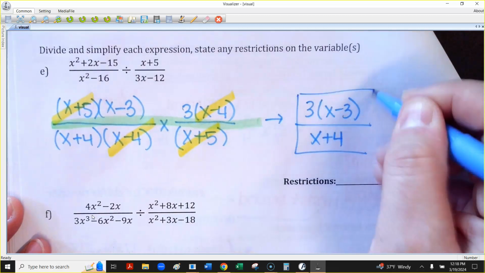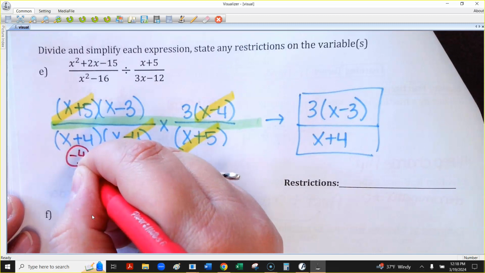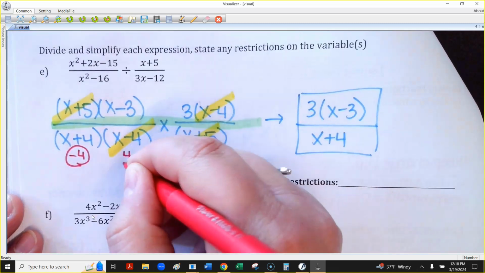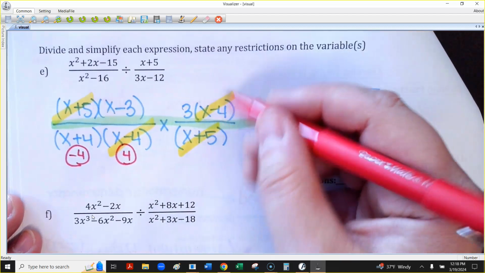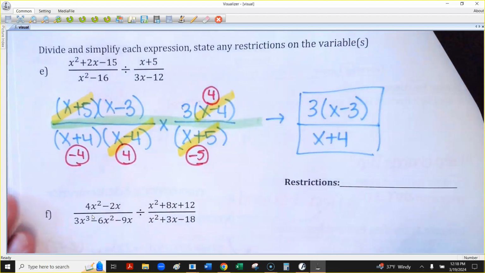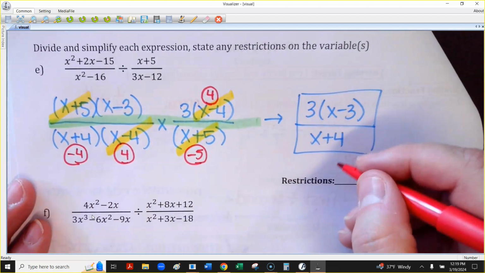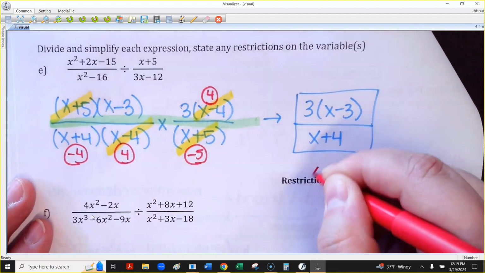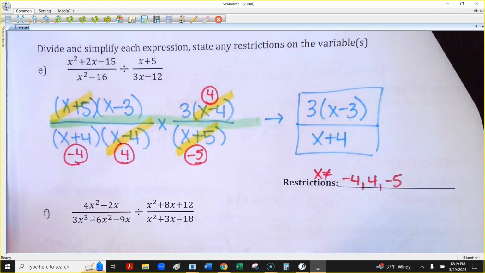Okay, now for my restrictions, I'm just going to go back and write them right on here. So negative 4 would make x plus 4 equal 0. Positive 4 would make x minus 4 equal 0. On the second fraction, I have to do the top and the bottom. So negative 5 here, positive 4 here. I ended up with positive 4 twice. You only have to write it once when you write your restriction. So here x can't be negative 4, positive 4, or negative 5. Those would be our problem numbers there.